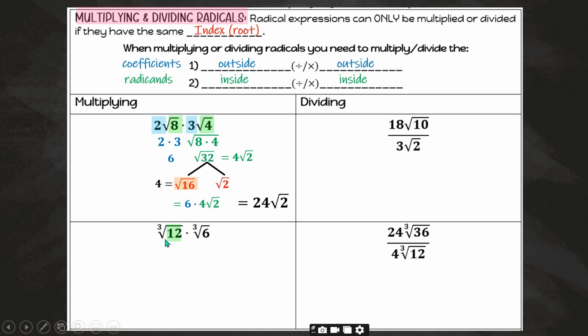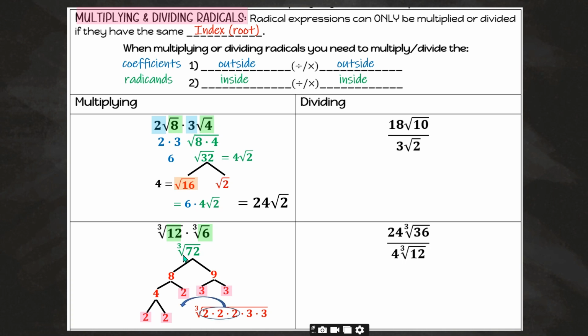Here I have the cube root of 12 multiplied by the cube root of 6. I do not have any coefficient, so I'm just going to multiply 12 times 6, which is 72. The cube root of 72 can be written as the cube root of 8 and 9. If I finish factoring this completely, you'll see that I have the cube root of 2 times 2 times 2 times 3 times 3. I have 3 twos underneath the radical. I can take it out. It becomes one 2. And then underneath the radical, I'm left with 3 times 3. So I'm going to end up with 2 cube roots of 9.